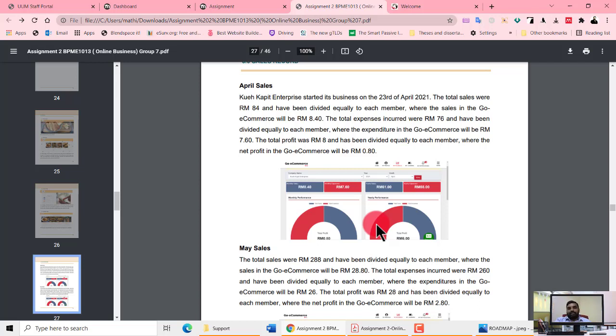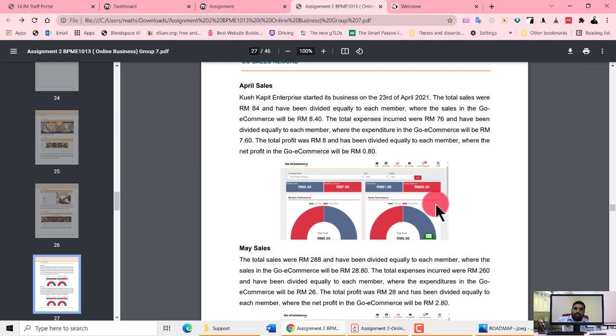Then you can divide 100 by 10 members, so 10 each. You go to your portal and just record 10 ringgit only, not 100 ringgit, because your total sales is 100 and you divide by the 10 members. Or depending on you, maybe the first person 20%, second person 5%, third person 10%, something like that. It depends on you how you divide your sales. But each and every student should register on the portal.